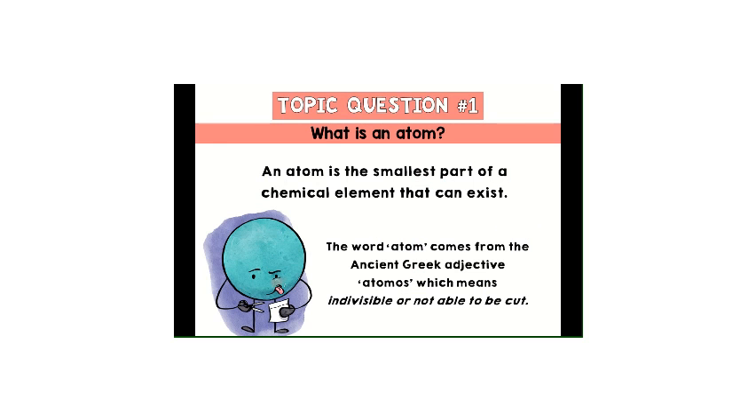So, just to review, what is an atom? It's the smallest part of a chemical element that can exist. It really comes from the ancient Greek word atomos, which basically means it can't be cut anymore. Like I said, if you split an atom, then you no longer have that element. Elements that you probably know, oxygen, hydrogen, nitrogen, they are all atoms. One unit of it is an atom.